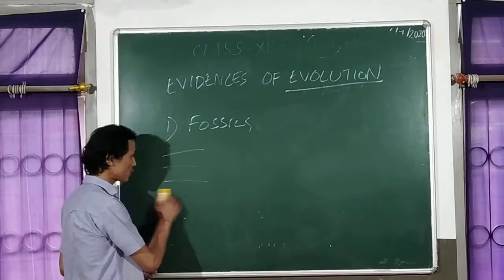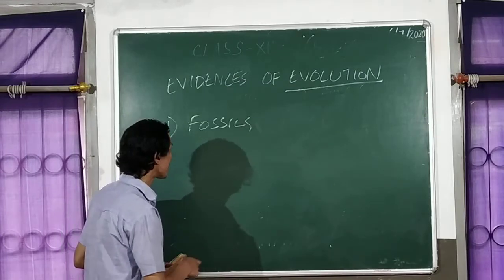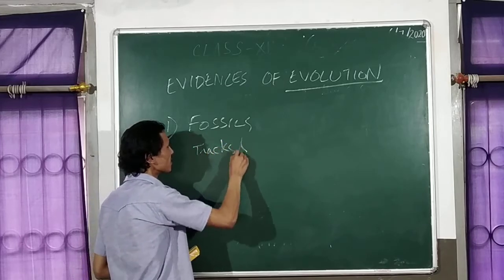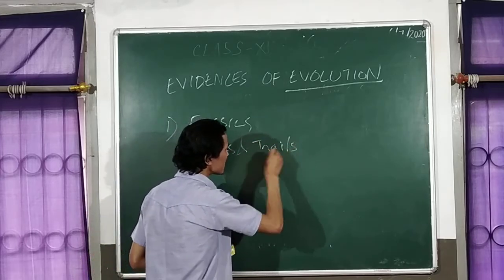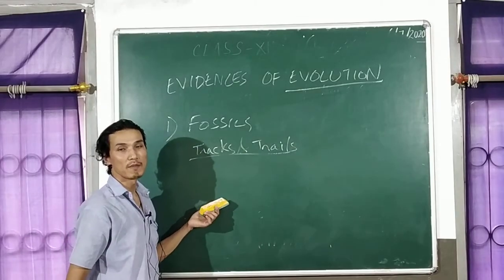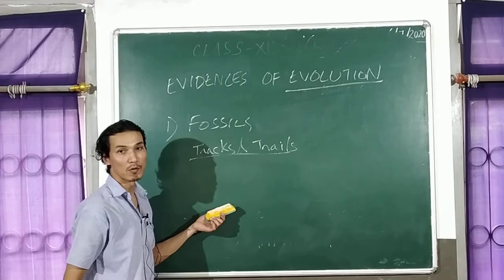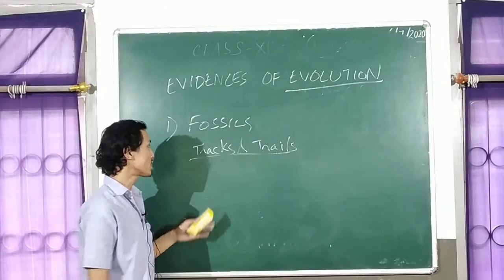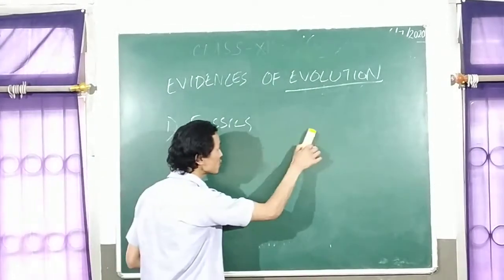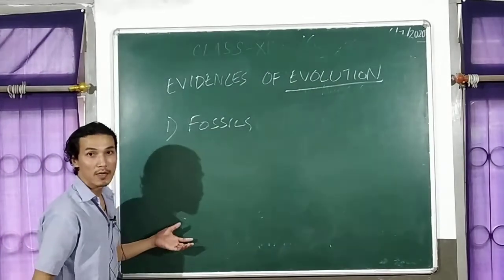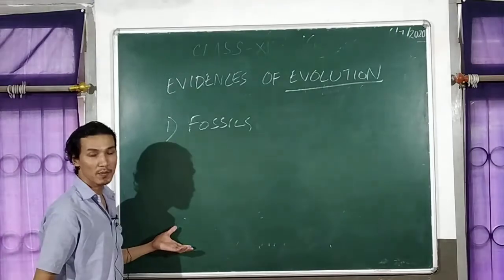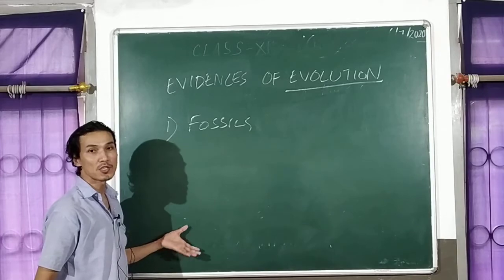When we talk about fossils, there are many types. Tracks and trails. It is a very simple example. When you're walking on the beach, what do you leave out? You leave out footprints. So footprints are also an example of tracks and trails. Earlier I told you that the rocks found at the lowest layers contain fossils of the most primitive organisms. Depending on this, there is a particular time scale which captures the history of the earth.